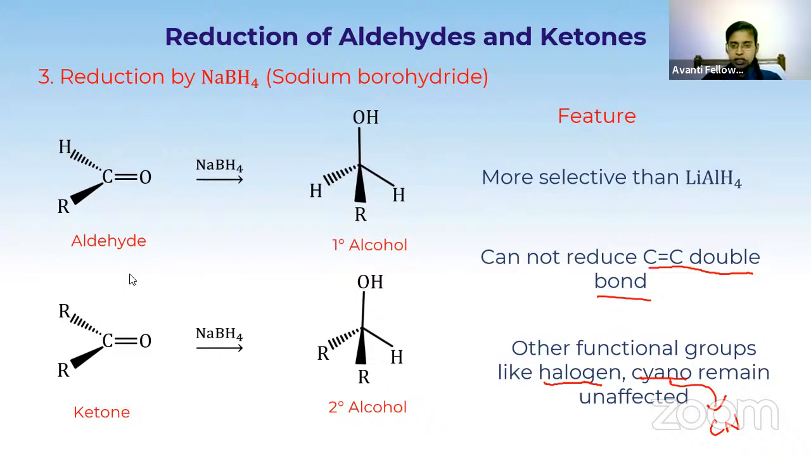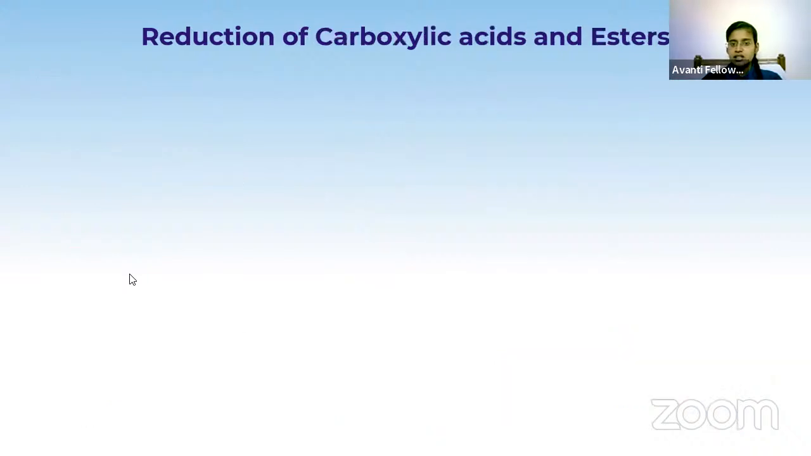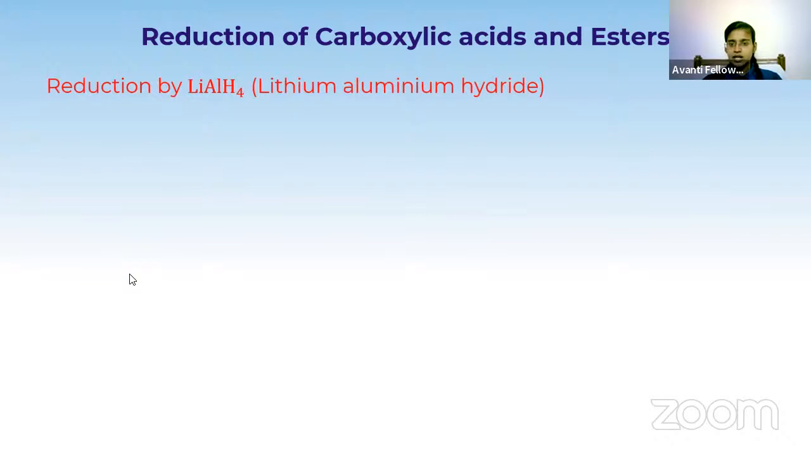Then next, let me go for the second type, which is the reduction of carboxylic acid and ester. So first I have completed the reduction of aldehydes and ketones. Now we are going to enter into the carboxylic acid and ester. Okay, the first reduction is using lithium aluminum hydride. The formula for carboxylic acid is RCOOH. Okay, this is carboxylic acid.